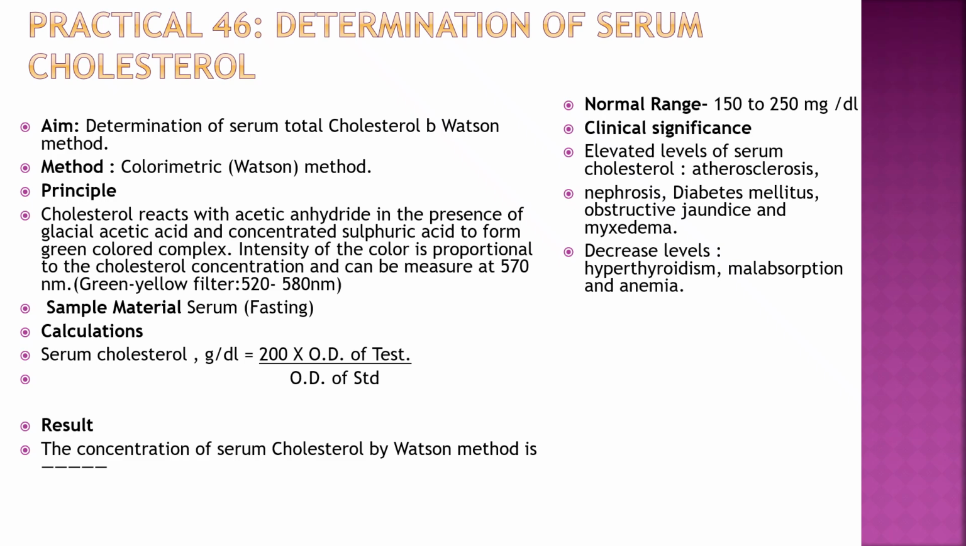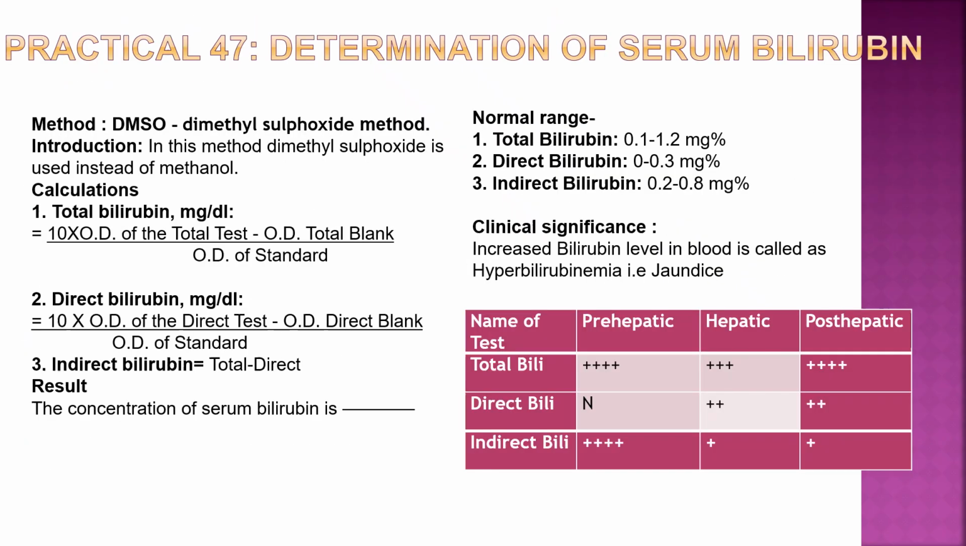The standard's concentration is 200 milligram percent, and after incubation take the OD, and according to the formula the result is obtained. The formula is OD of test divided by OD of standard into concentration of standard, that is 200. The normal range of cholesterol is 150 to 250 milligram per deciliter. It is elevated in atherosclerosis, nephrosis, diabetes mellitus, obstructive jaundice, and myxedema, that is hypothyroidism. Decreased levels are seen in hyperthyroidism, malabsorption, and anemia.